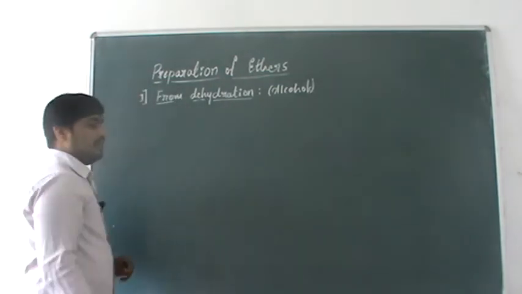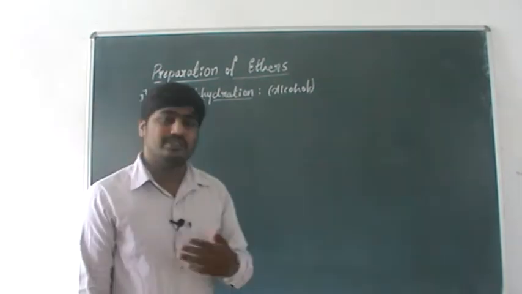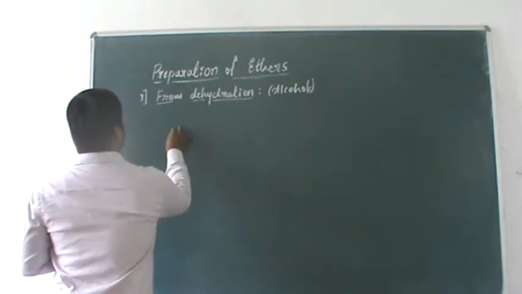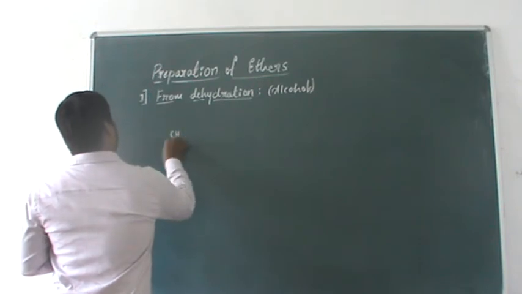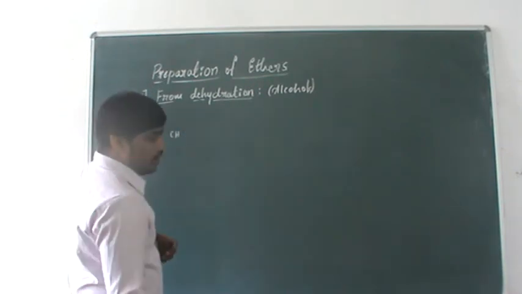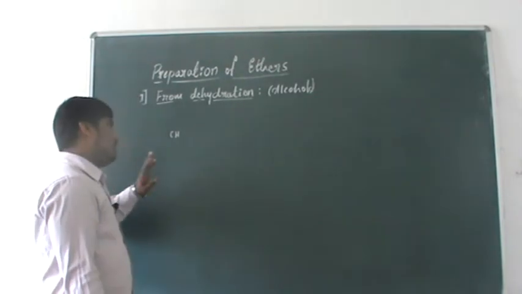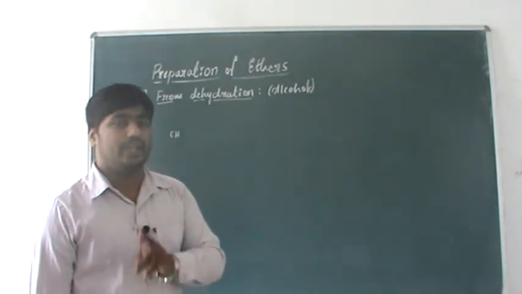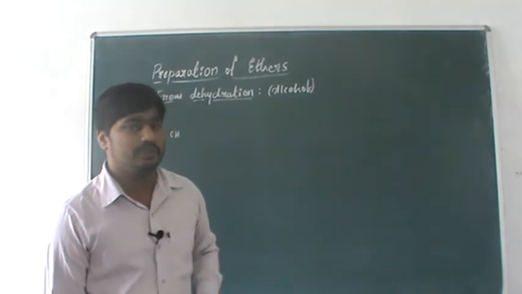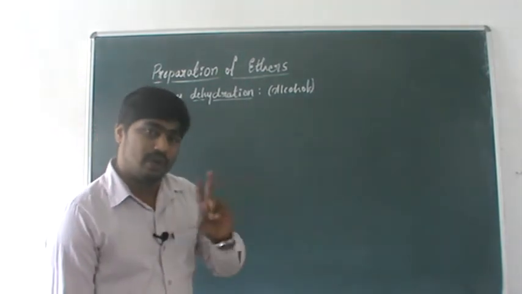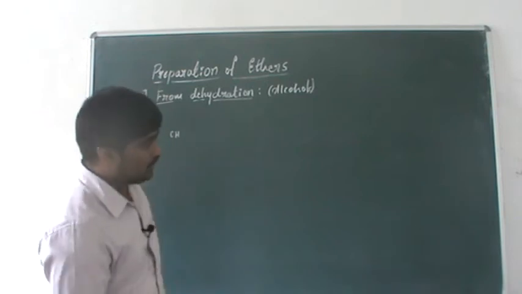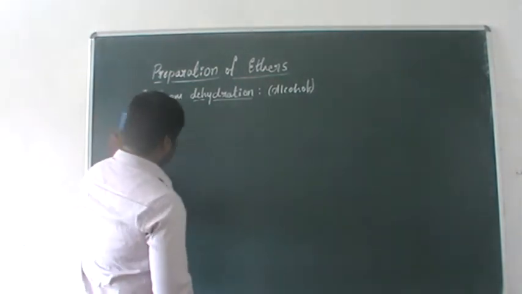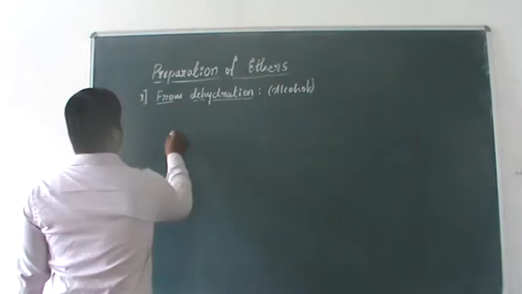I am considering the primary alcohol. Primary alcohols are represented like that, RCH2OH. But for this case, I am considering one example, the second member of alcohol. What is the name of the second member of alcohol? Two carbon compound. Yes, it is ethanol. Ethanol is subjected to dehydration.